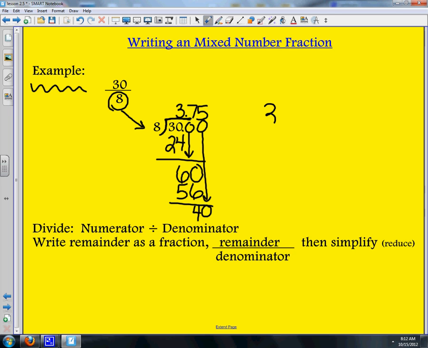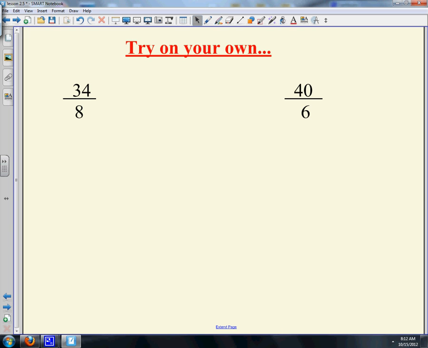You don't normally need to go this far. If you're doing long division, I will accept it till the 10th place. It's 3.75. All right, so next, try these on your own, and then we will correct.